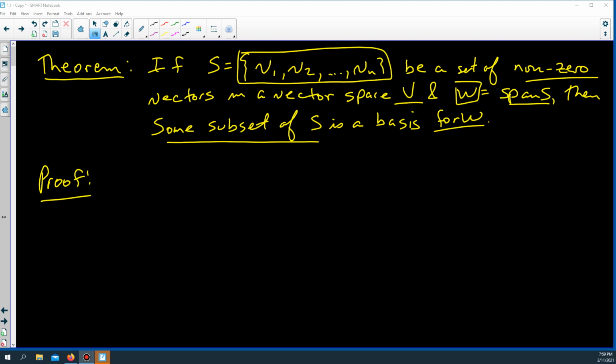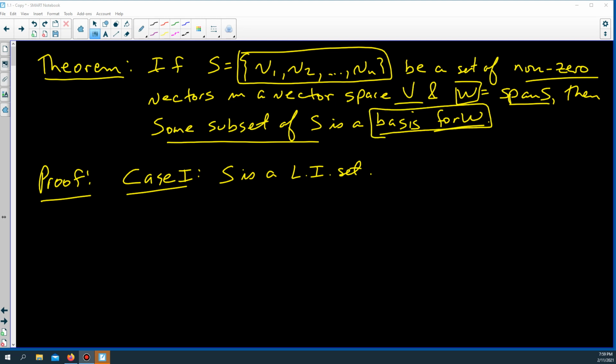So now, I guess there's two cases. Case one, S is a linearly independent set. Now, to be a basis for W, two things have to be true about a set. It has to span W and be linearly independent.